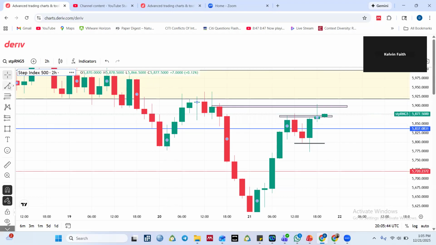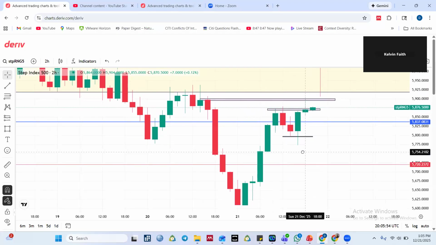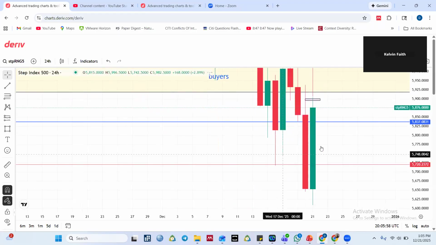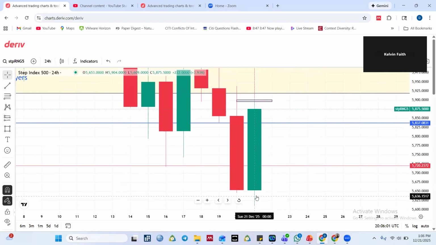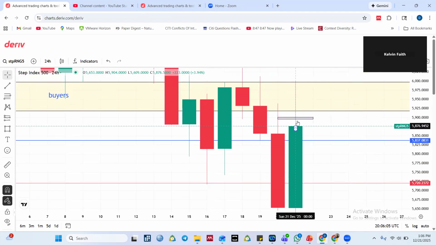Let me put a line there. Until we get a body close above this area, this setup is still likely to be valid. Okay. And if we go to the daily time frame, 24-hour, you can see today's candle has moved up trying to engulf yesterday's bearish candle.